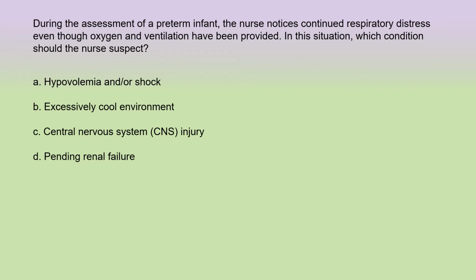During the assessment of a preterm infant, the nurse notices continued respiratory distress even though oxygen and ventilation have been provided. In this situation, which condition should the nurse suspect? A. Hypovolemia and/or shock. B. Excessively cool environment. C. Central nervous system, CNS, injury. D. Pending renal failure.